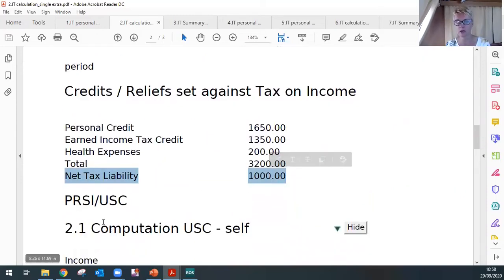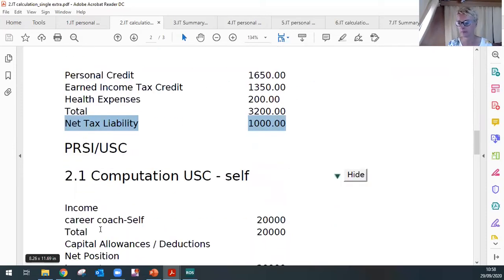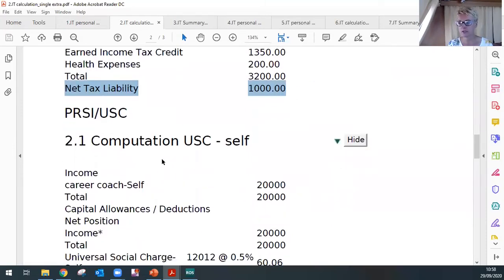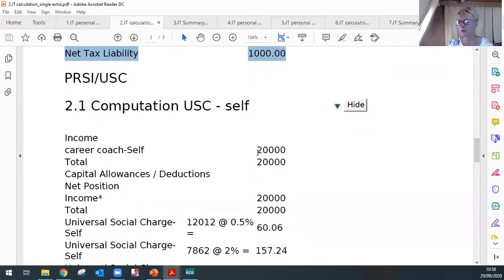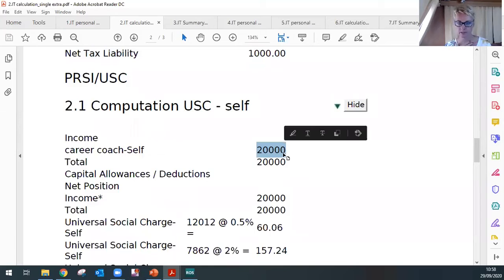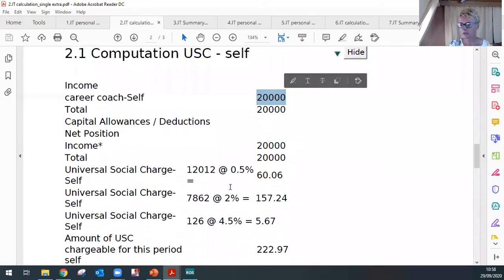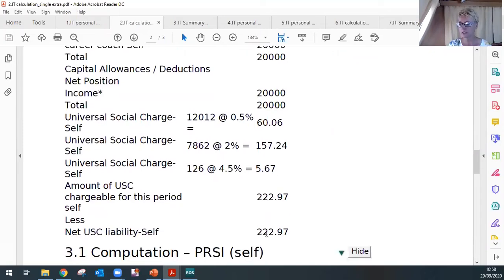Then we move on to PRSI and universal social charge. So this is the computation of universal social charge for her on the base income of 20,000. The 1,000 of job seekers benefit is not taken into account here. So on 20,000, these are the percentages and thresholds as specified every year by Revenue. The system takes it and calculates it automatically. You don't have to do it. You just need to review it. So her universal social charge is 222.